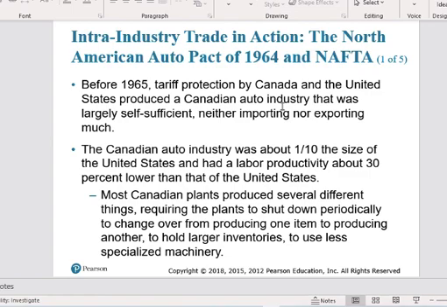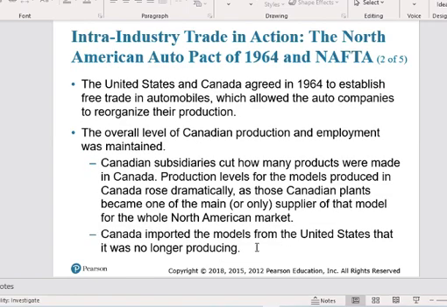And how do they show the inefficiency, the low productivity? Here it is. Most Canadian plants produced several different things, requiring the plants to shut down periodically to change over from producing one item to another, to hold larger inventories, and to use less specialized machines.